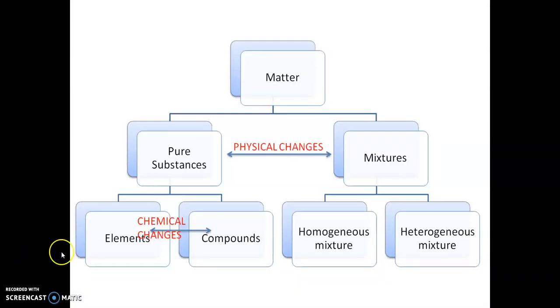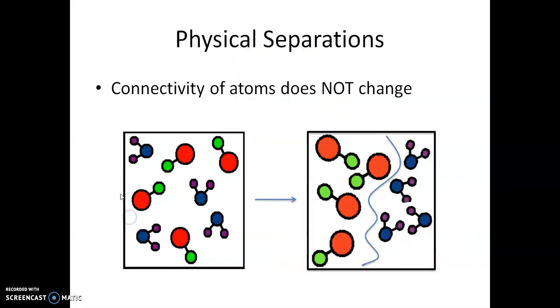Okay, so as you may recall, we talked about matter and how it was separated into pure substances and mixtures. So mixtures can be separated using physical techniques, and compounds can be separated using chemical techniques. And that's what we're going to talk about, the different ones. So there are two types of mixtures, heterogeneous and homogeneous, and two types of pure substances, compounds and elements.